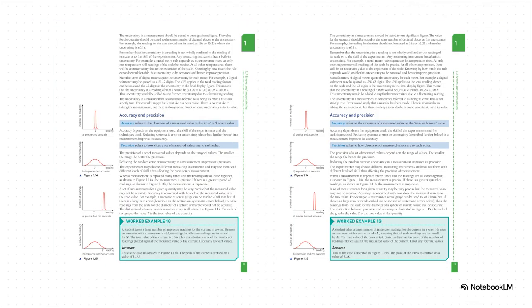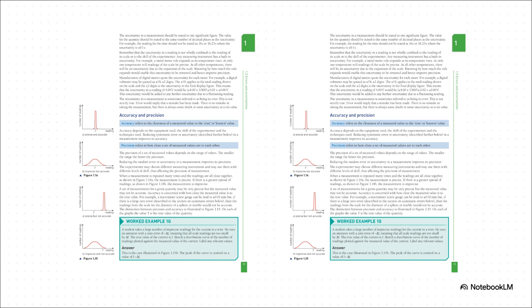The best way to get this is to think of a target. So look at the image on the left. All the shots are clustered tightly right in the center. That's the dream, right? It's both accurate and precise. But now look at the target on the right. The shots are still in a nice tight cluster, so they're very precise, but the whole group is way off center. That's high precision but low accuracy. You're being consistently wrong.